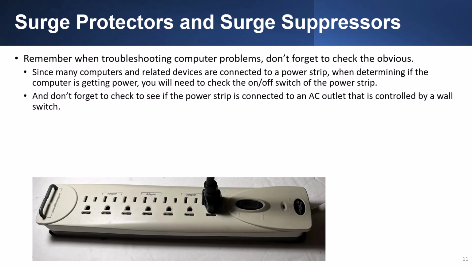Remember, when troubleshooting computer problems, don't forget to check the obvious. Since many computers and related devices are connected to a power strip, when determining if the computer is getting power, you need to check the on-off switch of the power strip. And don't forget to check to see if the power strip is connected to an AC outlet that is controlled by a wall switch.